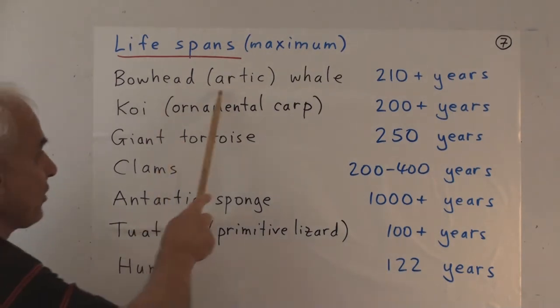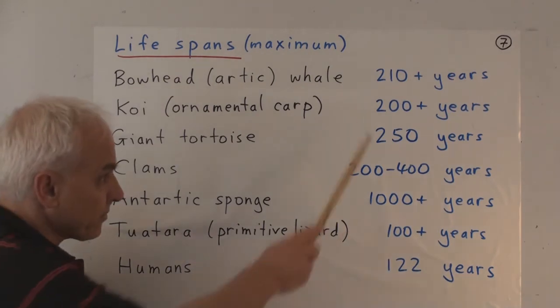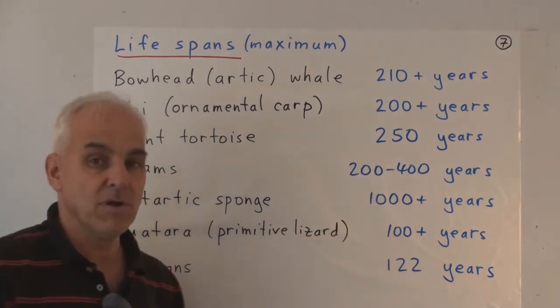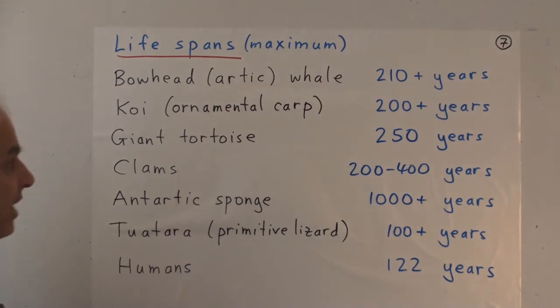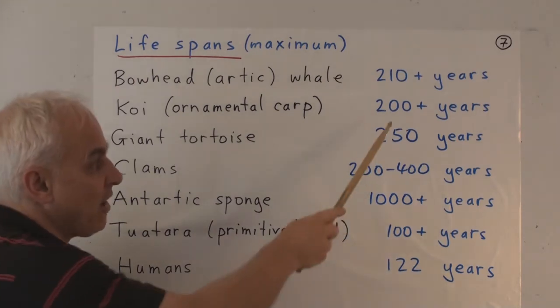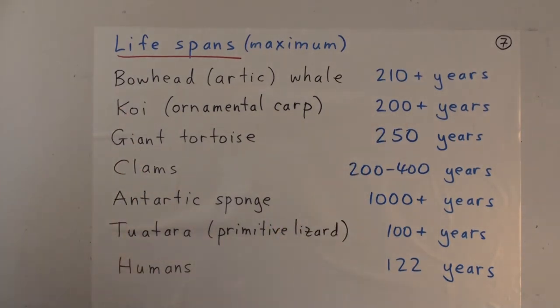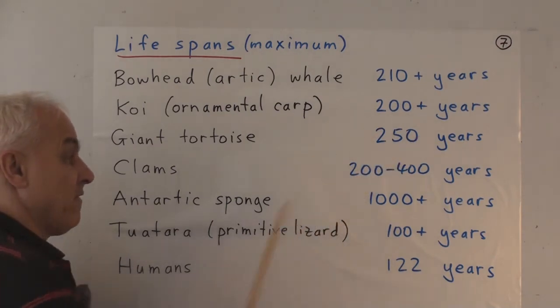The bowhead or Arctic whale is perhaps the most long-lived mammal, which can live to more than 210 years. There's a fish, the koi, which is an ornamental carp, which often can live past 200 years. Giant tortoises, of course, are very well known to be long-lived. They can live 250 years.